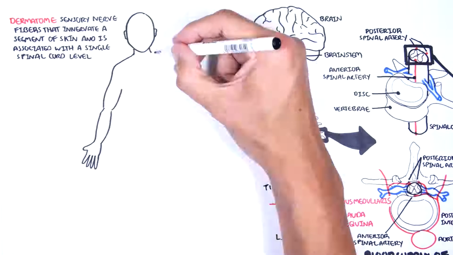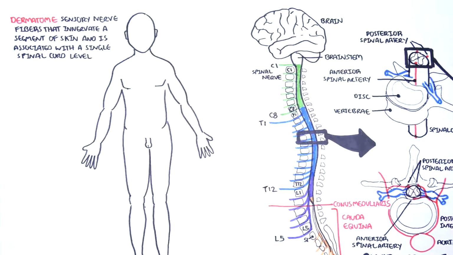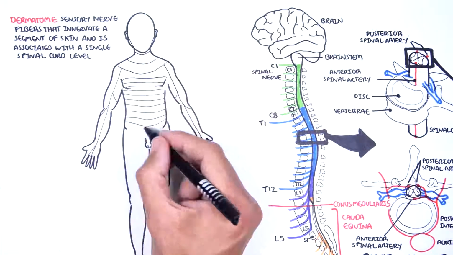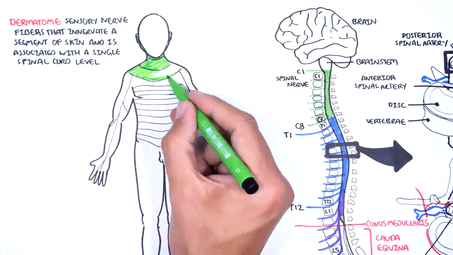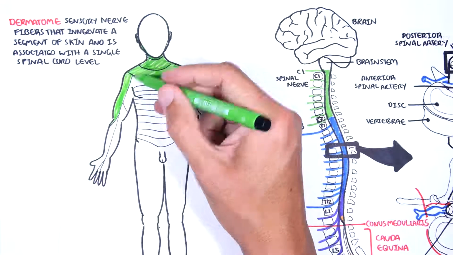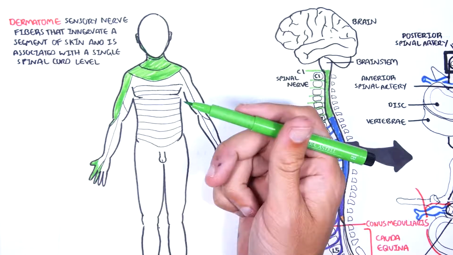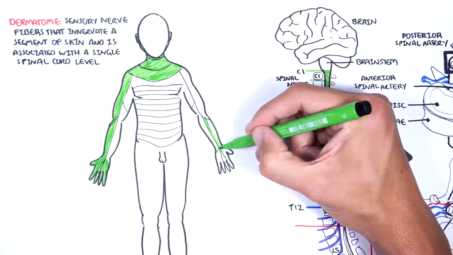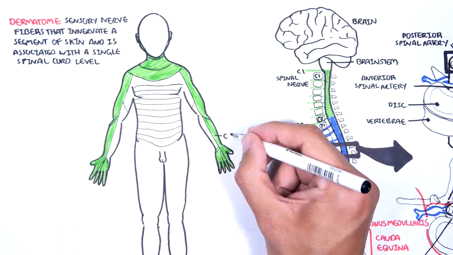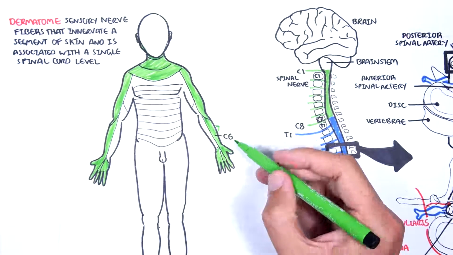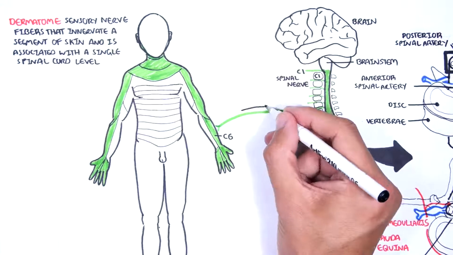here's a human body with a dermatomal distribution drawn out. This area in green here is innervated by spinal nerve fibers from the cervical spinal cord. The dermatome drawn in green here correlates with different sections of the cervical spinal cord. This area has sensory nerve fibers which will bring information to the C6 spinal cord level.